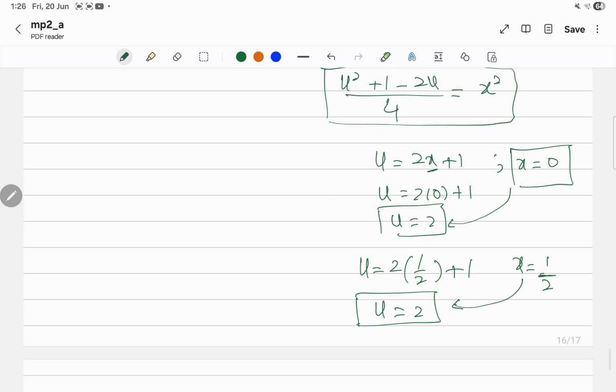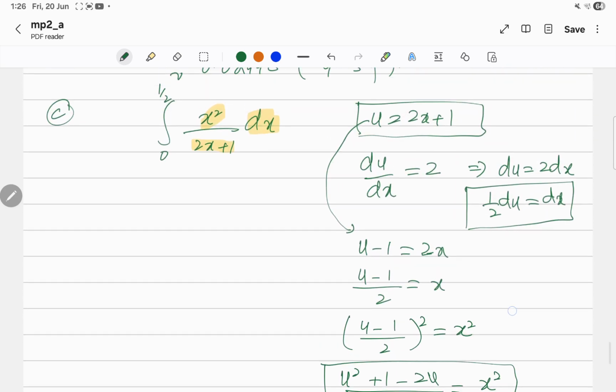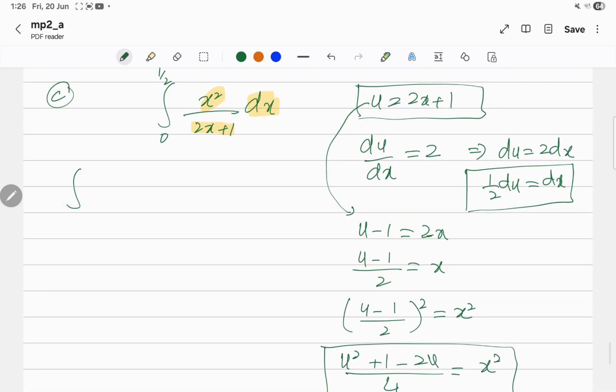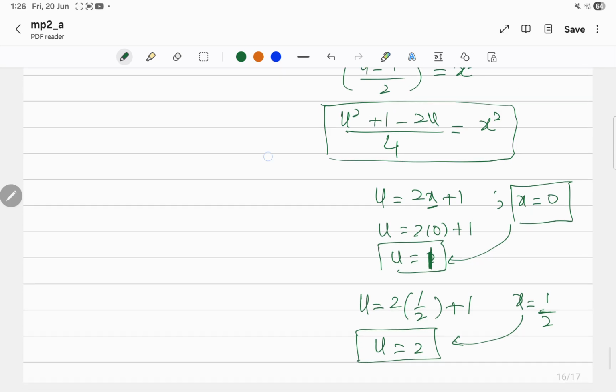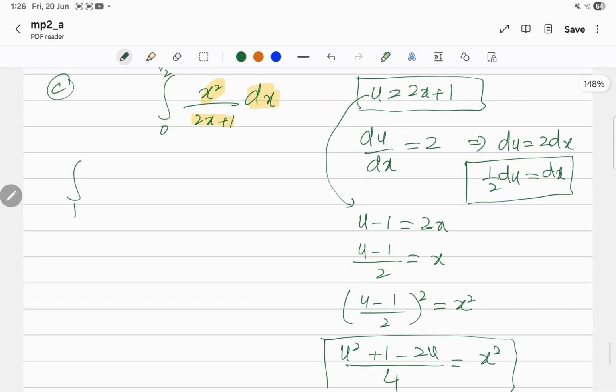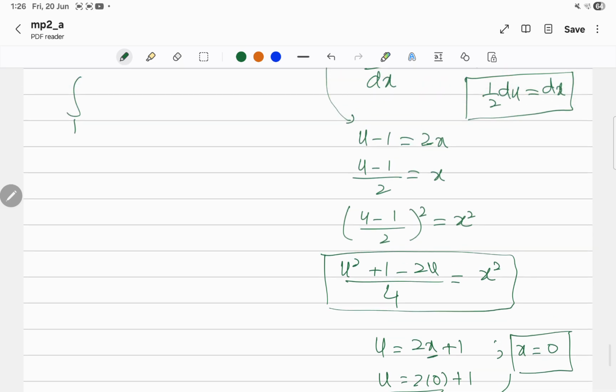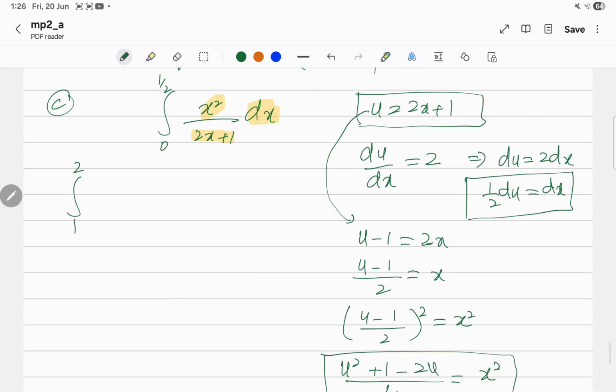Sorry, over here 2 times 0 is 0 plus 1 is 1. Yeah, u is 1 when x is 0 and u is 2 when x is half. So the new integral should be, since when x is 0 u is 1, so the lower limit should be 1, and when x is half u is 2, so the upper limit should be 2.